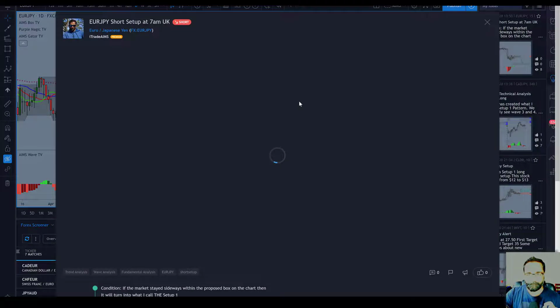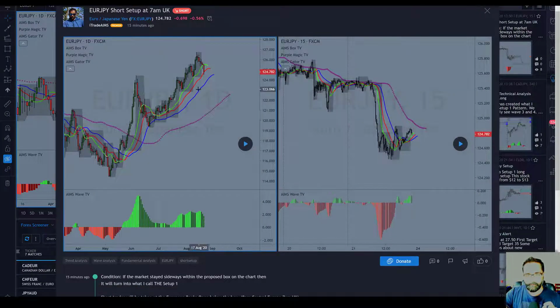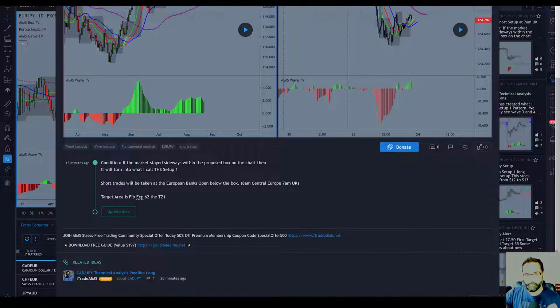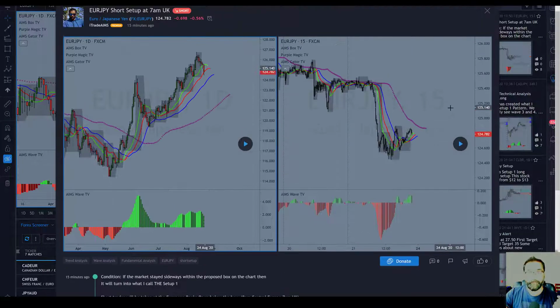Let's go to that. So the idea here is that on the daily chart, price is going down. This could be the level. This is a pivot zone, the high and the low. So price might test those levels again after Frankfurt Open, but it will depend on the condition. If the market stayed sideways within the proposed box on the chart, which you will see in a bit, then it will turn into what I call the setup one, and you know what a setup one is. Short trades will be taken at the European Banks Open, which is the Frankfurt Open, 8 a.m. Central Europe, Germany time, or 7 a.m. UK afterwards, almost probably at the London Open.